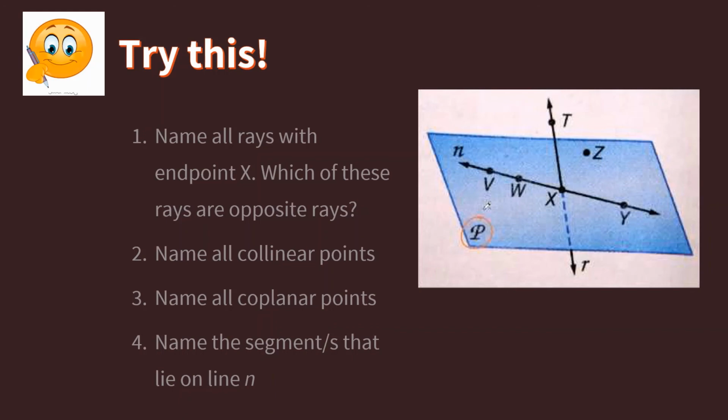And now it's your turn. Get your notebook and pen and do this activity. Using the figure, you're going to answer the following questions. Number 1, name all rays with endpoint X and which of these rays are opposite rays. Number 2, name all collinear points. Number 3, name all coplanar points. And number 4, name the segment or segments that lie on line N.